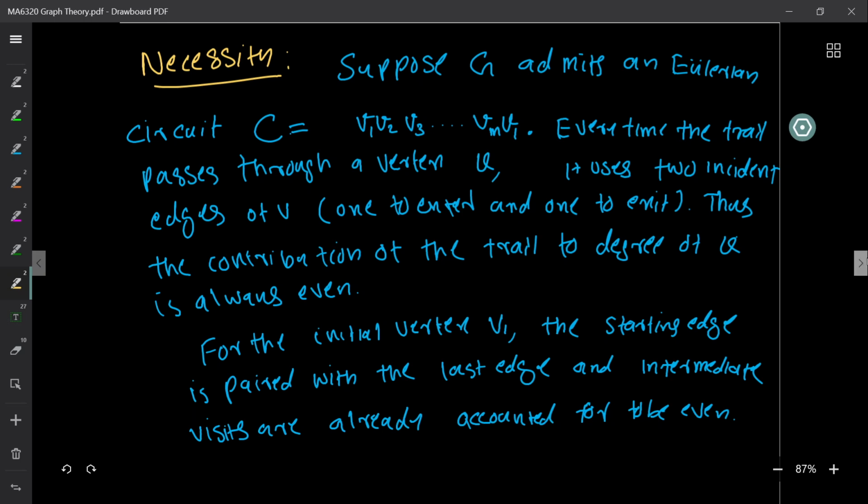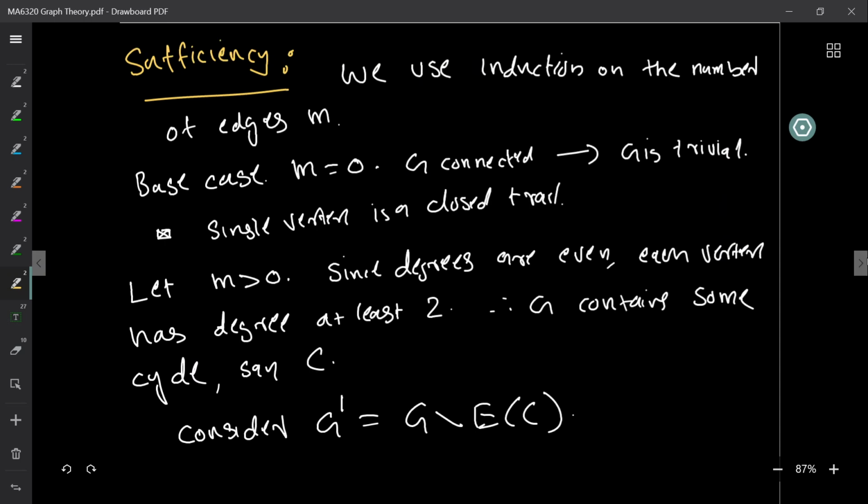Now assume that we start with a graph which is connected, and we use induction on the number of edges, let's say m. The base case is m equal to 0. If there are no edges and the graph is connected, it means that there is a single vertex, and this single vertex is by itself an Eulerian tour, because you start from there, there are no edges, so I complete all the edges. So that is the closed trail.